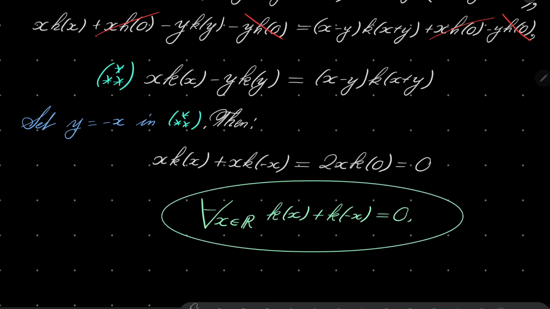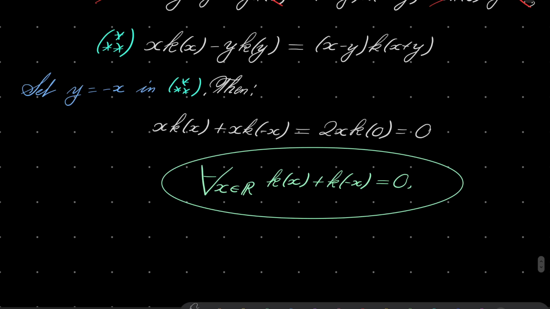Again, why is that? Well, I'm just dividing by x. If I divide by x, I have this equation. But you may ask, what happens at 0? If x equals 0, then we cannot divide by 0. But if x equals 0, then we have k of 0 plus k of 0. K of 0 is 0, so this equation still is true. In other words, k is odd. Our function k is odd.